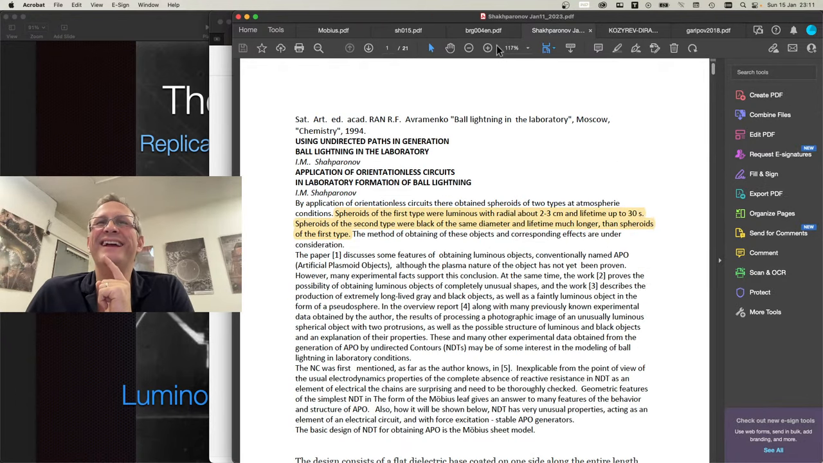Not this one. It's this one. And I think actually I'm going to go to my overview shot here. I think I found a better version of this. Did I or did I not? No. Okay. There's some better images in Shakhparonov's work in this paper. Okay.